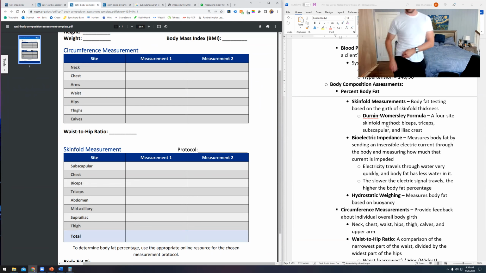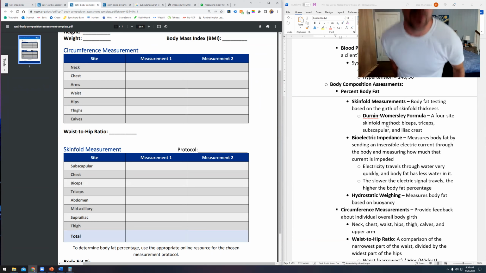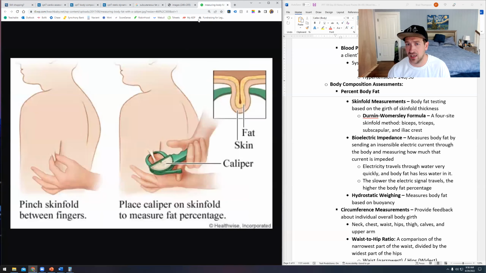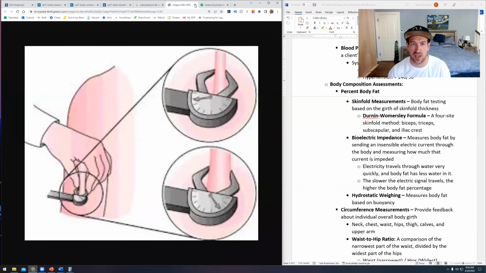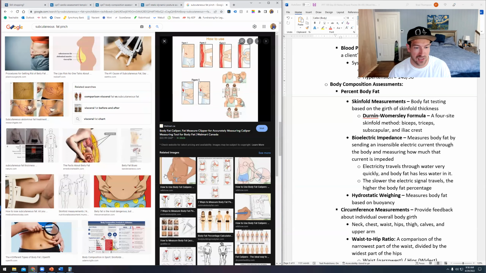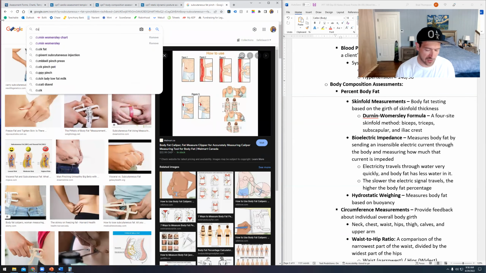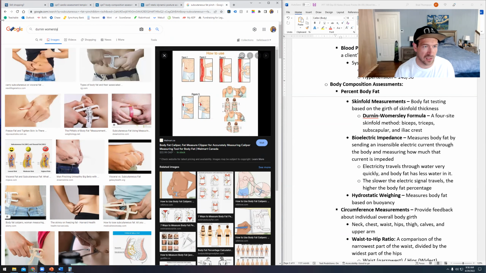And then iliac crest. I go just above the pelvis here, that little bone, and I get a 45-degree pinch right there as well. So those are the 4 sites that we are going to measure. We'll practice this when we meet up in person, next mod actually, in about 3 weeks. And then what we'll do is, let's see here, Durnin-Womersley.